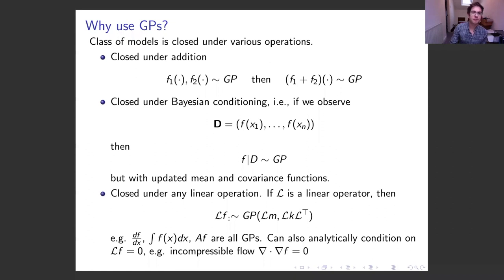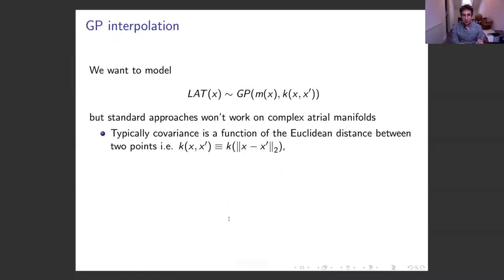So back to our problem, we want to interpolate the local activation time, the time the wave got to each point on the surface of the atria. And we want to do that as a function of the location x on the atria.